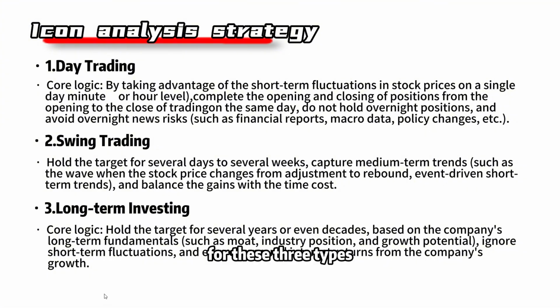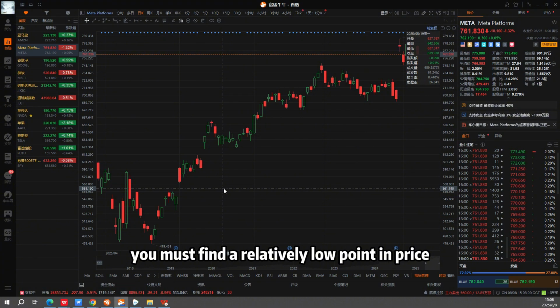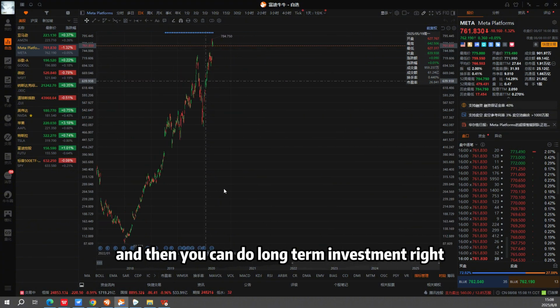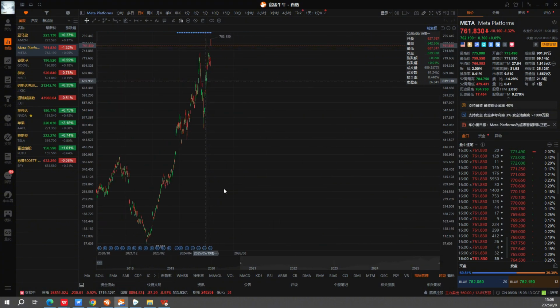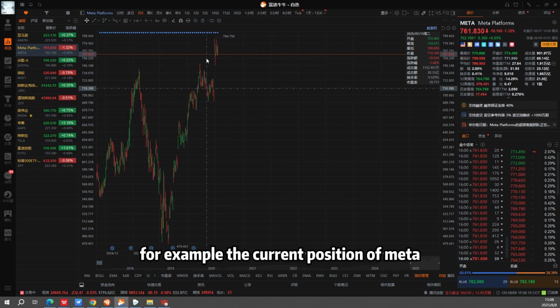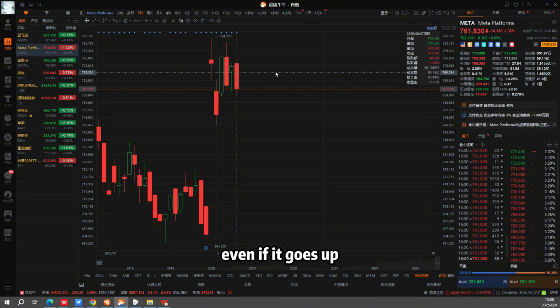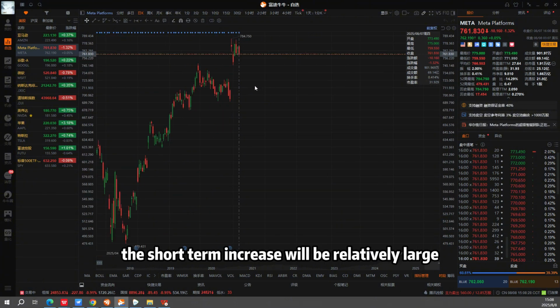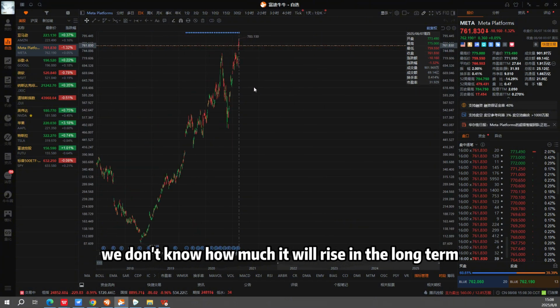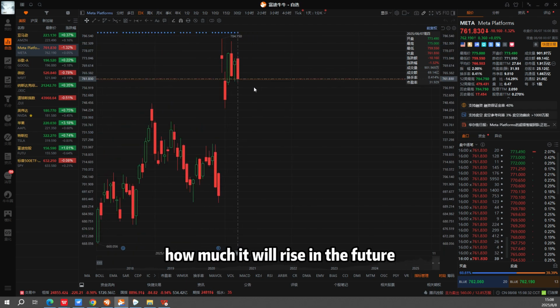For these three types, you can only grasp them from the graph. For long-term investment, you must find a relatively low point in price, and then you can do long-term investment, right? For example, the current position of Meta is at such a high level. If you want to do long-term investment, even if it goes up, the short-term increase will be relatively large. We don't know how much it will rise in the long term.